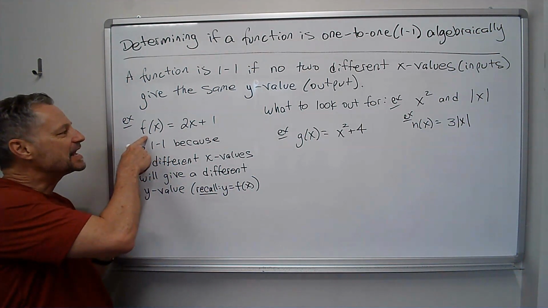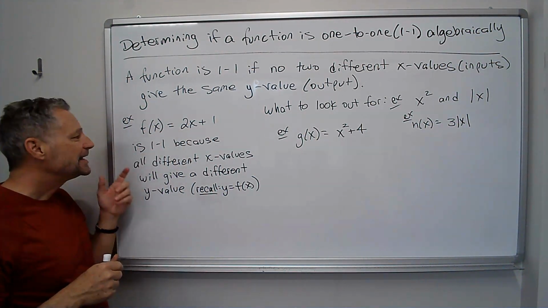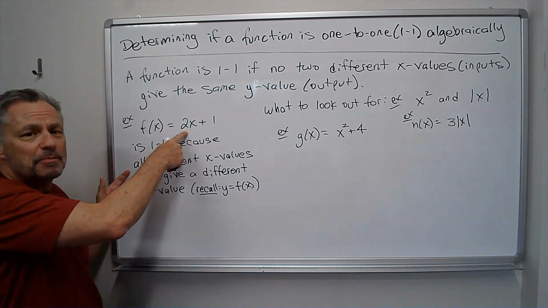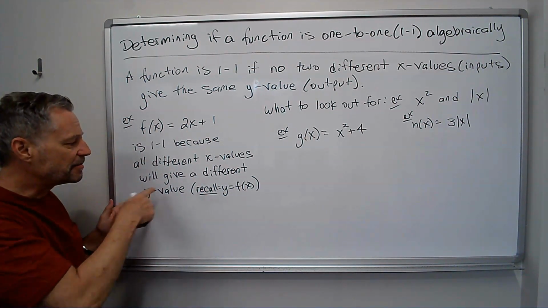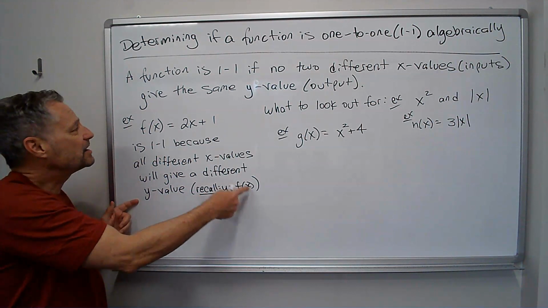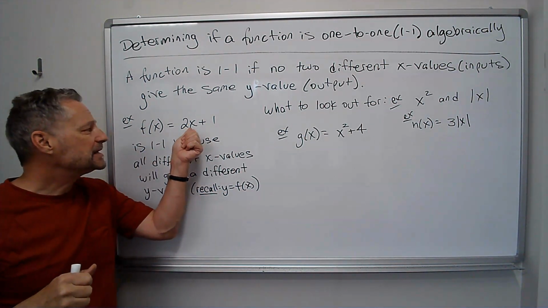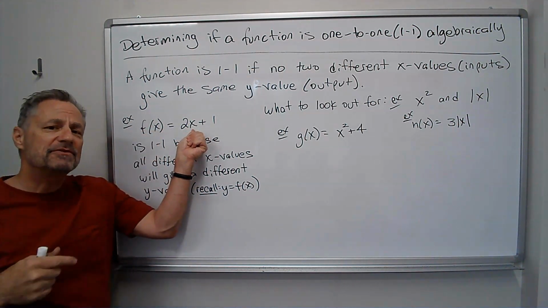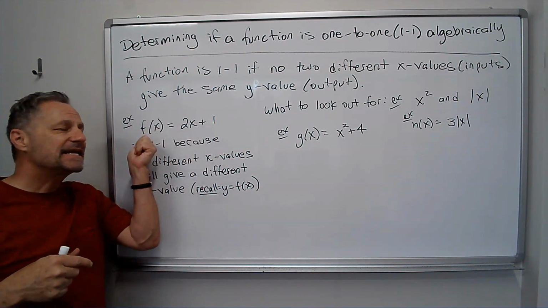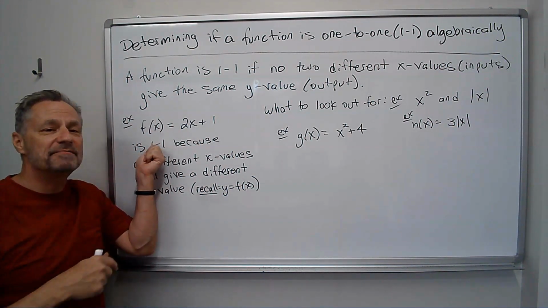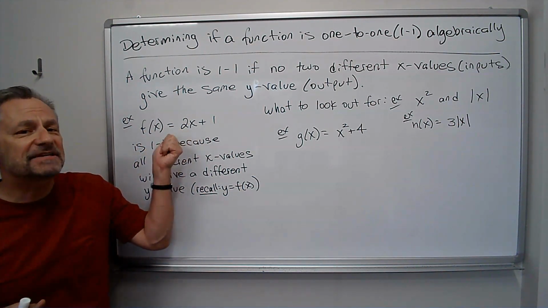But for instance, f of x equals 2x plus 1. This is one-to-one because any different x value I put in is going to give me a different y value. And remember, y is equal to f of x. So when we see f of x, that just means y. No matter what number I put in for x, it's going to give me a y value, or an f of x value, but if I put in a different x, it's going to give me a different y. And we just kind of have to see that.